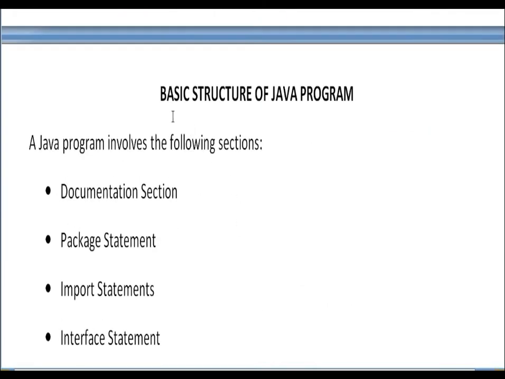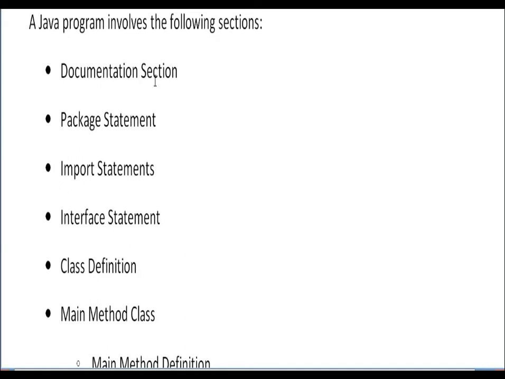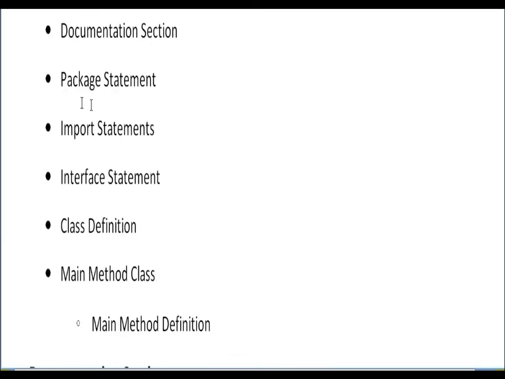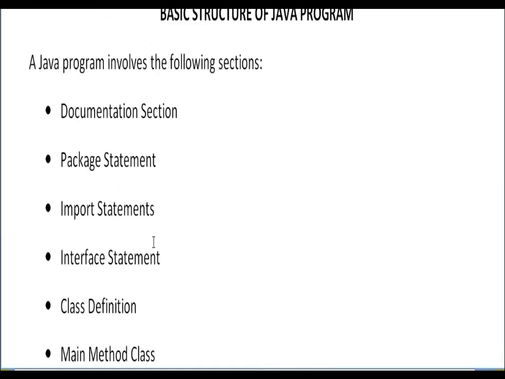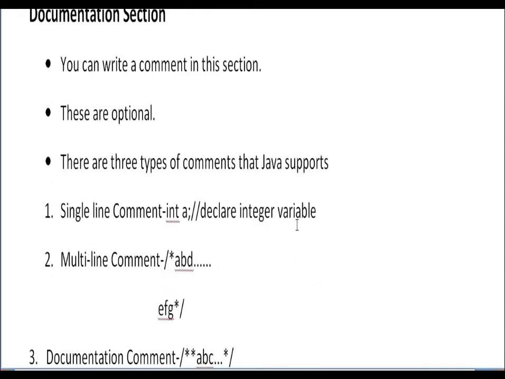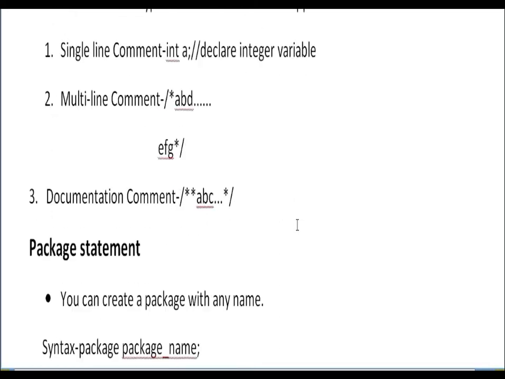So the basic structure of a Java program is to first have the documentation section, package statement, import statement, interface statement, class definition, and main method definition. Some of these sections are optional. The documentation section is also optional, where you give comments: single line comment, multi-line comment and documentation comment.